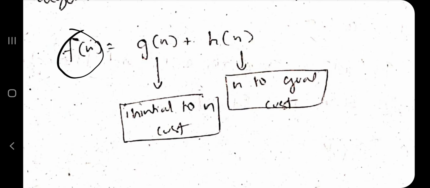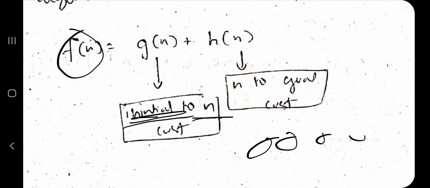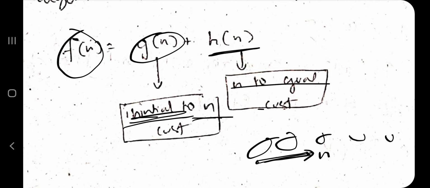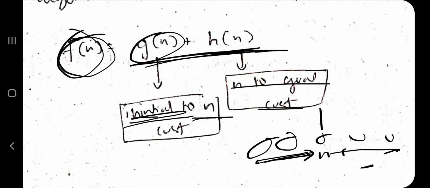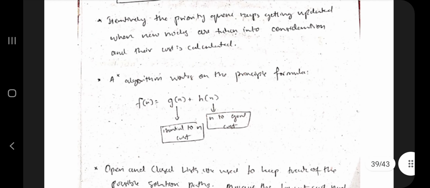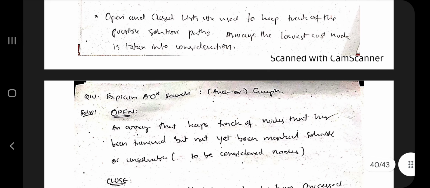It is the initial point to the n. So if there are 5 nodes here and n is here, the initial cost to the n, what is the cost? That is known as g of n. And what is h of n? H of n is nothing but n to the goal cost. N to the goal, what is this cost? That is h of n. Add these two, you'll get f of n. At this point, what is my total cost from the starting till the end? So that's what the A star algorithm works on, the basic principle.